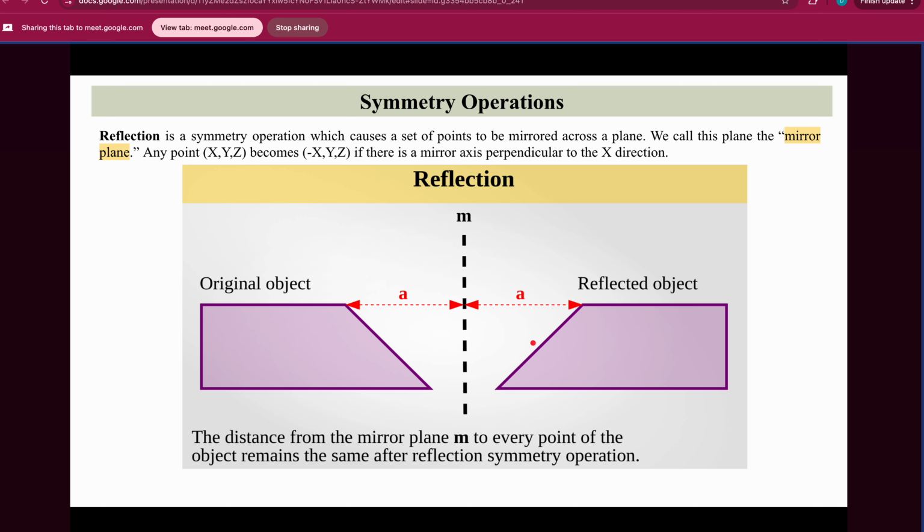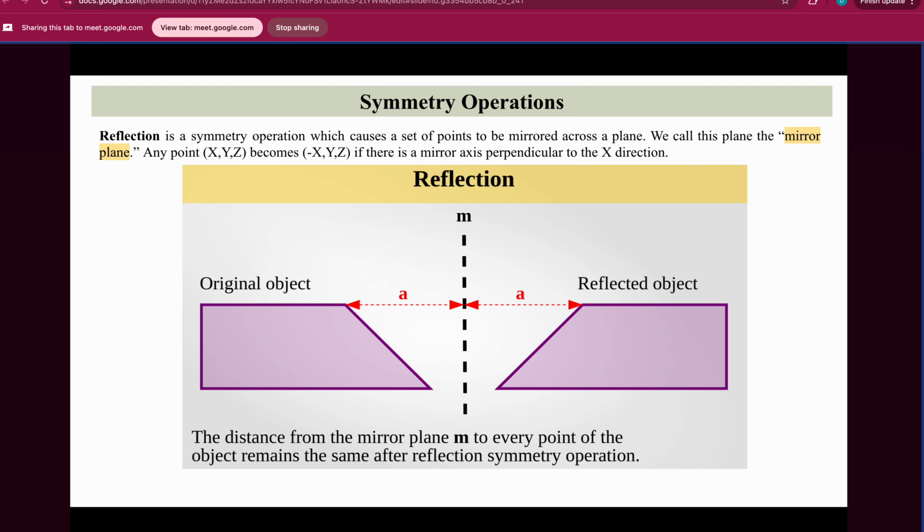So in reflection, we have the mirror axis. For each point present on the original object versus the reflected object, the distance from the mirror axis will be identical. This point from the mirror axis and this point from the mirror axis will be identical. That is A. Similarly, these two points will also be of identical length from the mirror axis. In this case, we are calculating the distance from the axis.